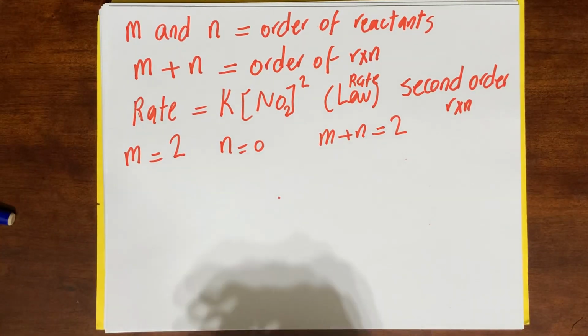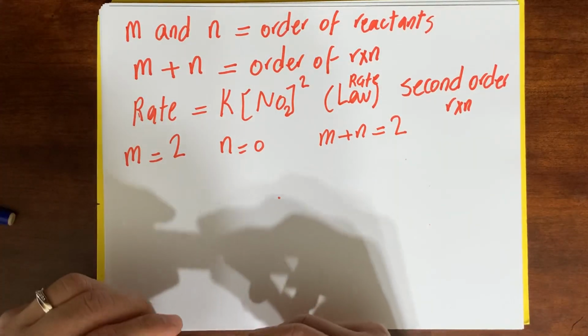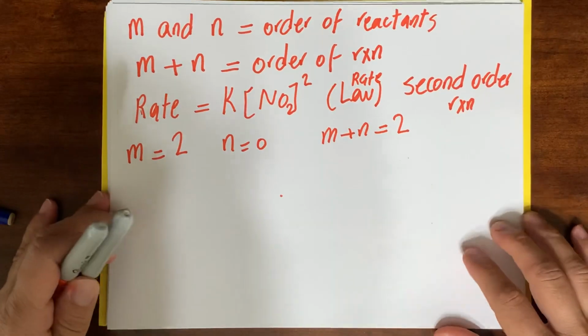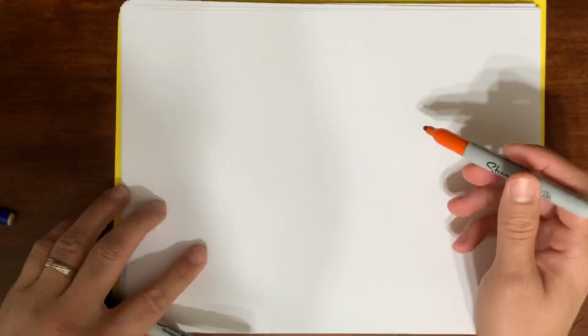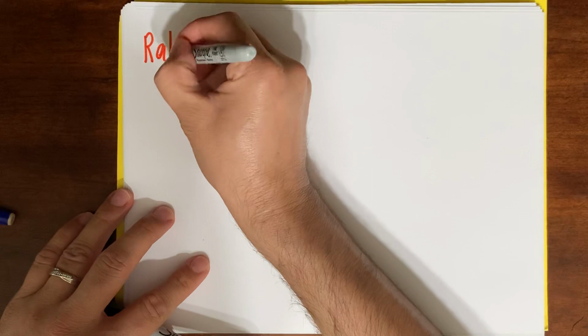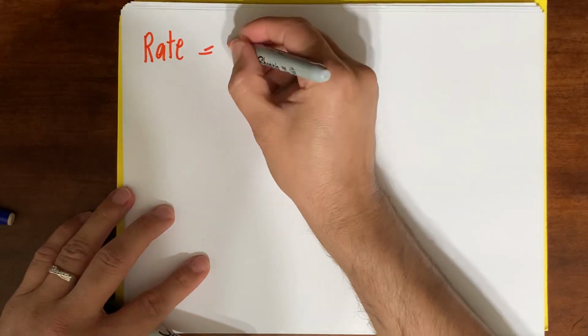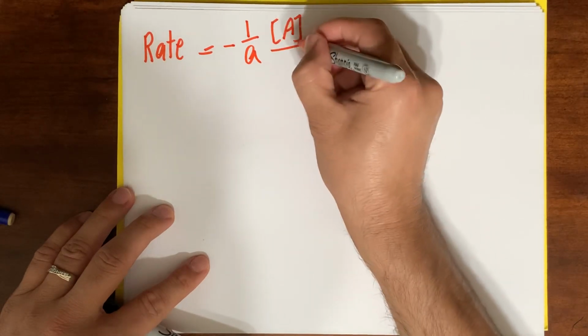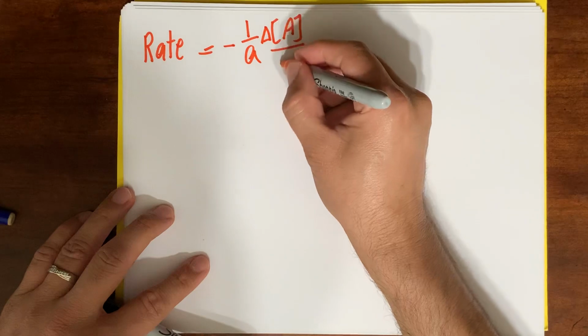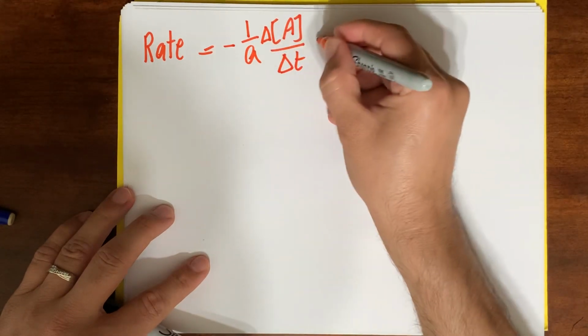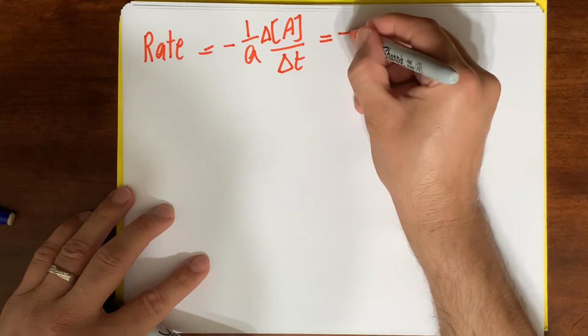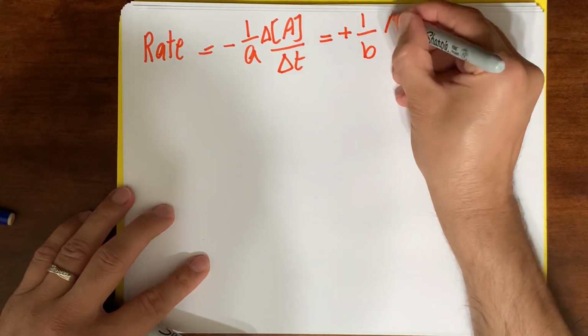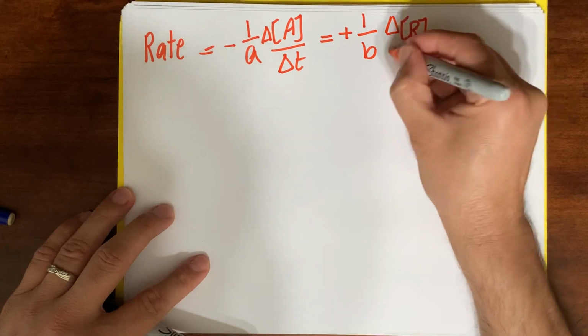Okay, so for now, let's refresh your mind from all the stuff from last lecture that I covered. We said a rate of reaction, we can write it as minus 1 over A multiplied by change in concentration of A divided by delta T, and plus 1 over B change in concentration of B over delta T.